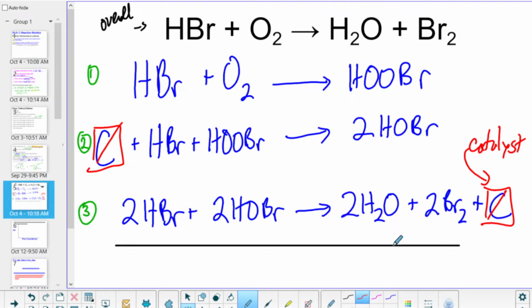Do we add the specific elements together, or do we add the compounds? You do treat it like X's and Y's and Z's and how you would eliminate things. So you can't eliminate the oxygen from here and the oxygen from there. You can only eliminate a HOBr and a HOBr. They have to be the same molecule.